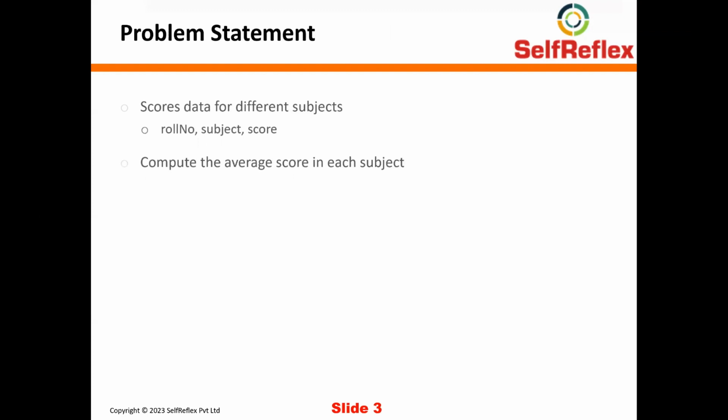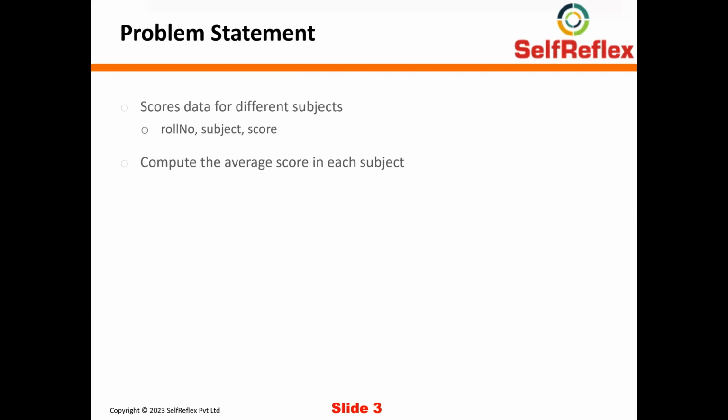So let's look at this problem statement. Let's say we have some data where you have the scores for every subject for different students, right? So your data set will contain the roll number of the student, the subject, and the score that this guy has scored in that subject. So obviously, for the same subject, you will have multiple entries, right? Where every student will have some score corresponding to that subject.